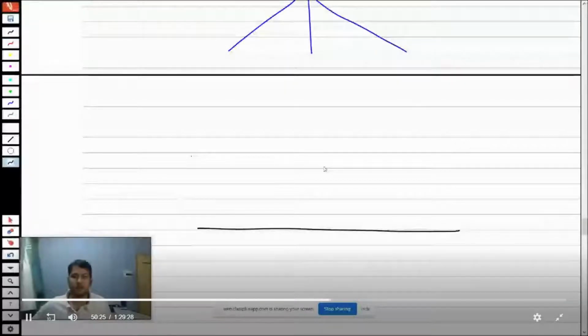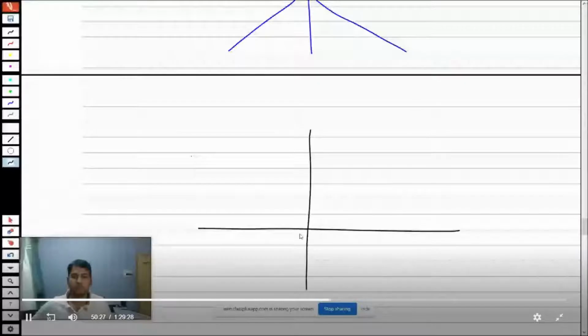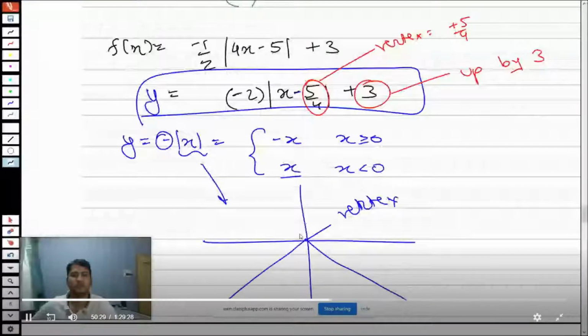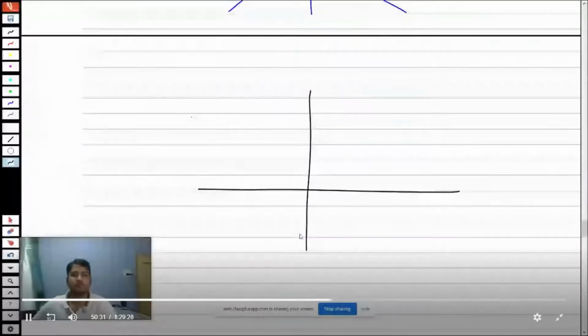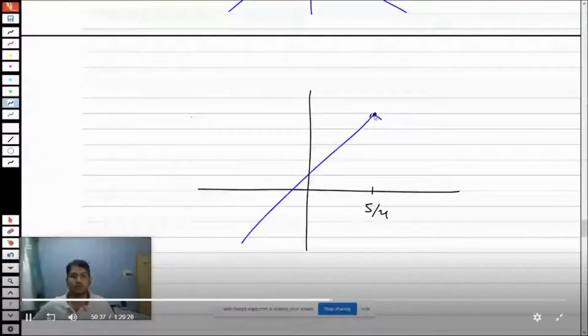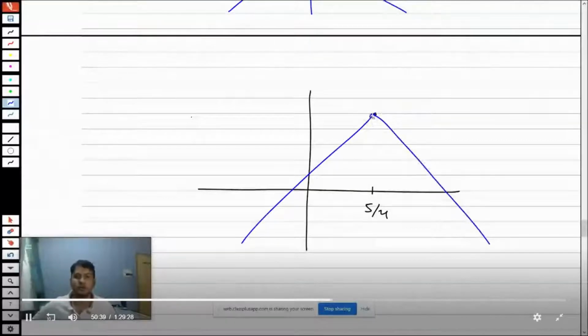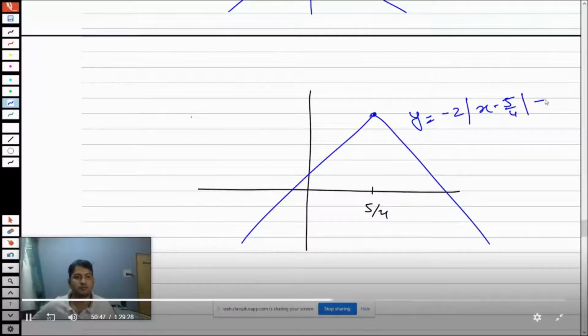So 5 by 4 here. So this is 5 by 4. At 5 by 4, you give it a height of 3 units and you draw a mountain here. So this will be your y equals to minus 2 times mod of x minus 5 by 4 plus 3.